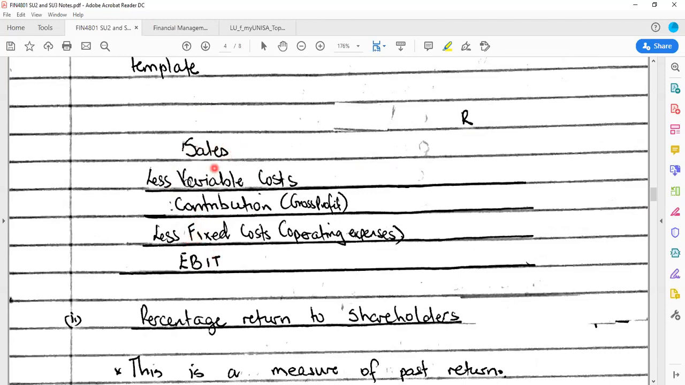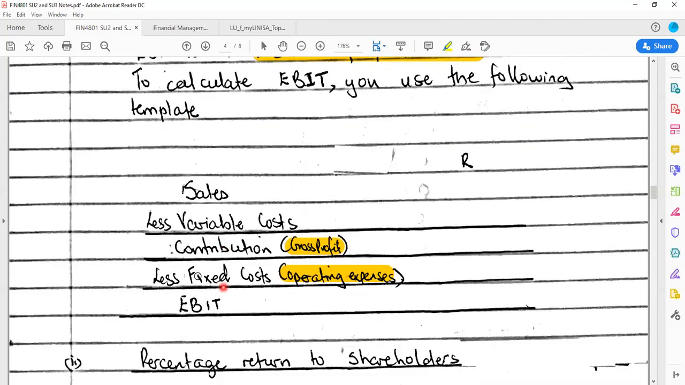You take your sales, subtract your variable costs, then you're left with your contribution. The contribution is also known as the gross profit. And then you subtract fixed costs. Fixed costs are also known as operating expenses, and then you get EBIT. So this is the basic formula to calculate EBIT. I'm sure you've come across this formula in a lot of your previous studies. It's your sales, less your variable costs, you're left with contribution, also known as gross profit, less your fixed costs, also known as operating expenses, and then you get EBIT.